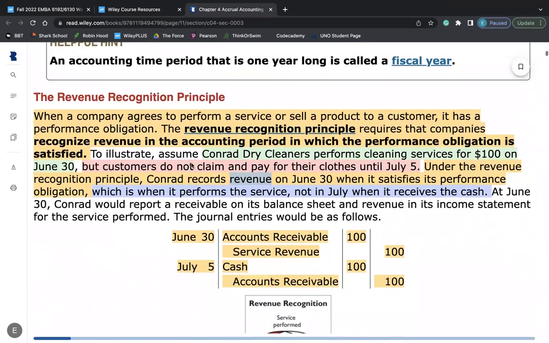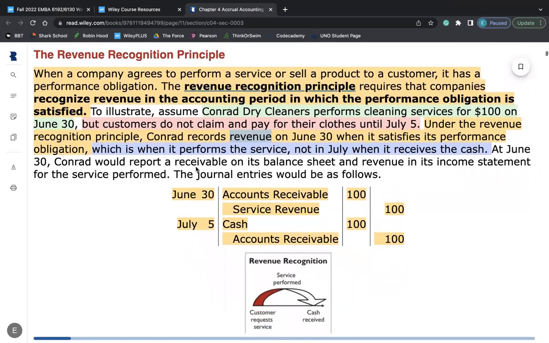All right, team. I'm going to jump straight into the revenue recognition principle. It starts off when a company agrees to perform a service or sell a product to a customer. It has a performance obligation. The revenue recognition principle requires that companies recognize revenue in the accounting period in which the performance obligation is satisfied. So basically, when we do the work, when we provide the service, that's when we record it.